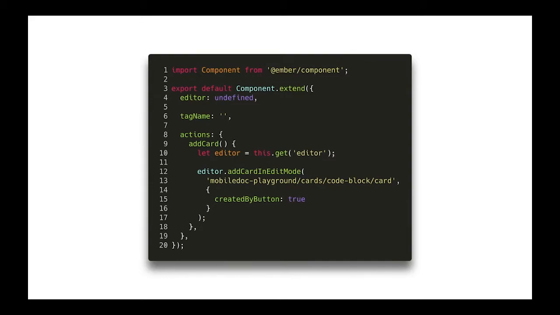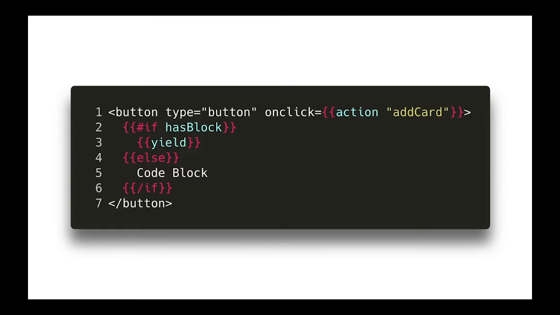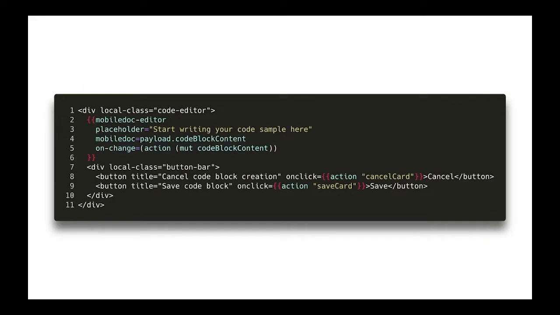Cards have an edit mode that shows a different view to the user than the rendered version. It's not used when the card is rendered by the DOM renderer. The template for the button looks like this. Not much to say about it, it's just a button. The block is used to allow you to pass optional text.